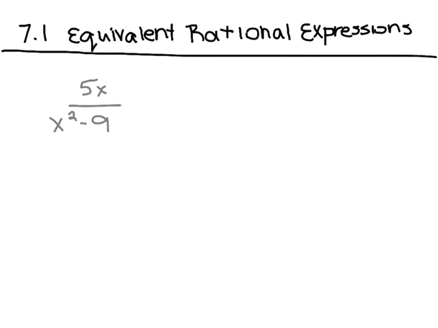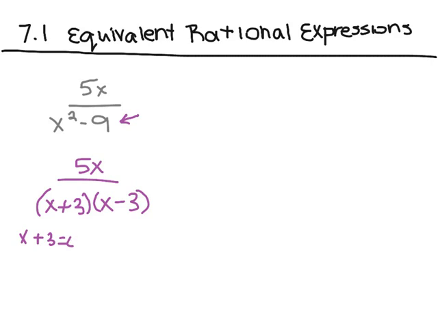When you're finding your non-permissible values, first you factor your denominator, and then you find out what the values are. So for this one, our denominator is x squared minus 9. This is a difference of squares, so we can factor it to be x plus 3 and x minus 3. So that means that either x plus 3 equals 0 or x minus 3 equals 0. If we subtract 3, x can either be negative 3 or x can either be positive 3.